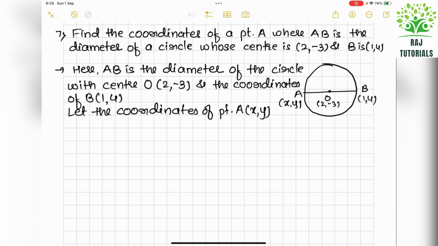Now next question says, find the coordinates of a point A where AB is the diameter of a circle whose center is (2, minus 3) and B is (1, 4). So here AB is the diameter of the circle with center O (2, minus 3) and the coordinates of B is (1, 4). Let the coordinates of A be (x, y). The center O (2, minus 3) is the midpoint of diameter AB.